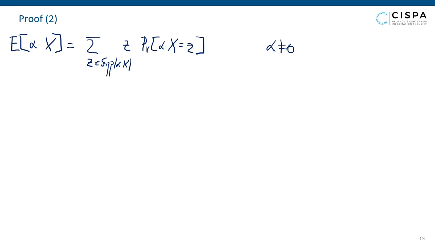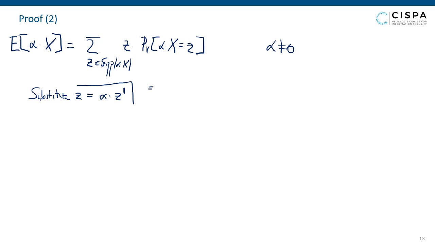So let's assume alpha is non-zero, and now let's perform a substitution and say z is just, let's say, alpha times another counting variable z prime. So, substitute.